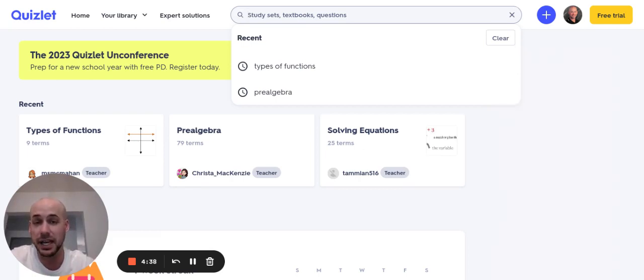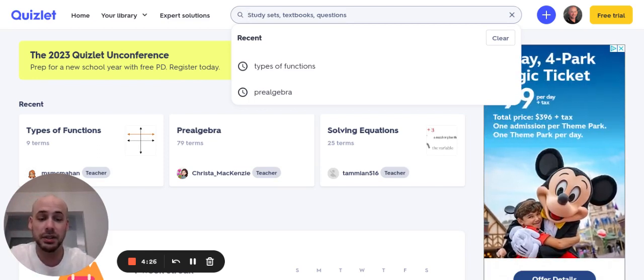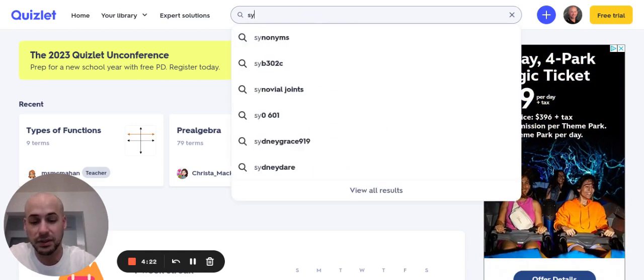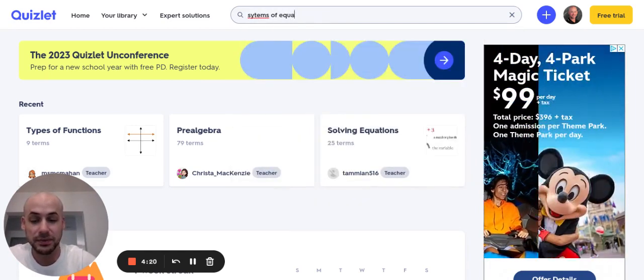You can search specific textbooks. You can find stuff that's already created by other teachers. But for the most part, I see this as students using it themselves to study. So I'll go into just one, right? So let's do something that I do all the time. So let's do systems of equations.